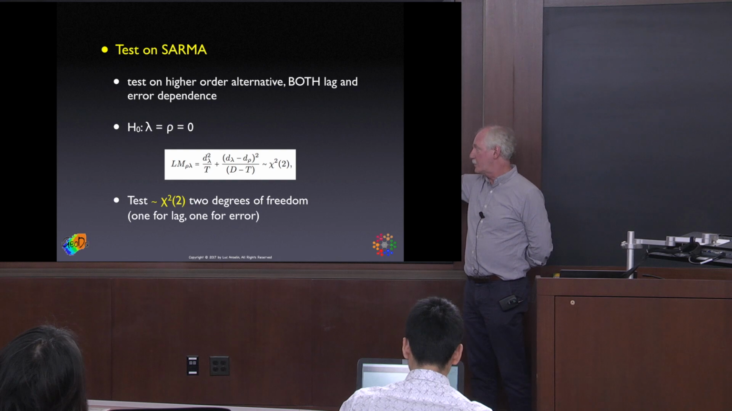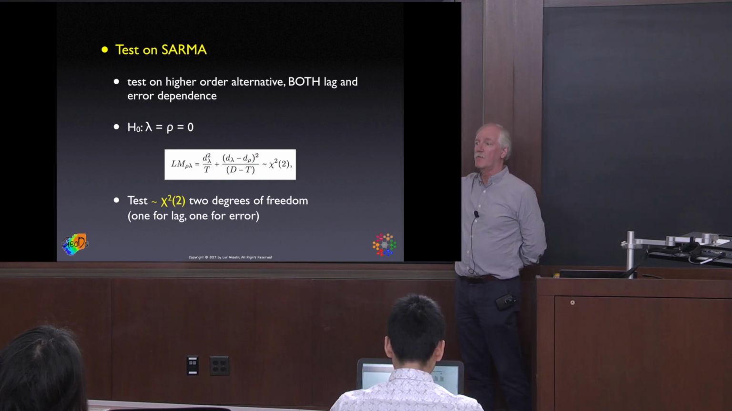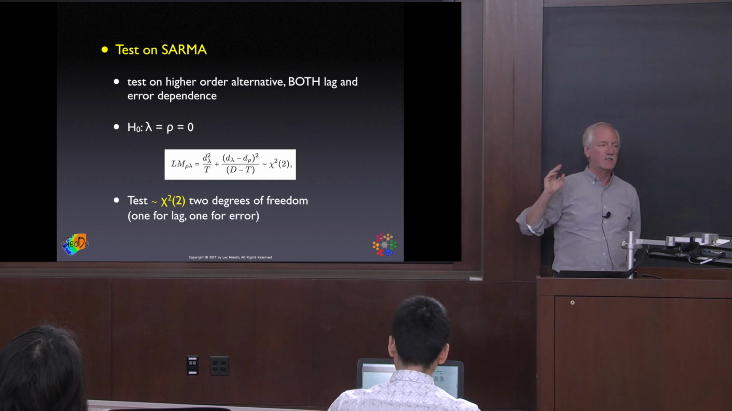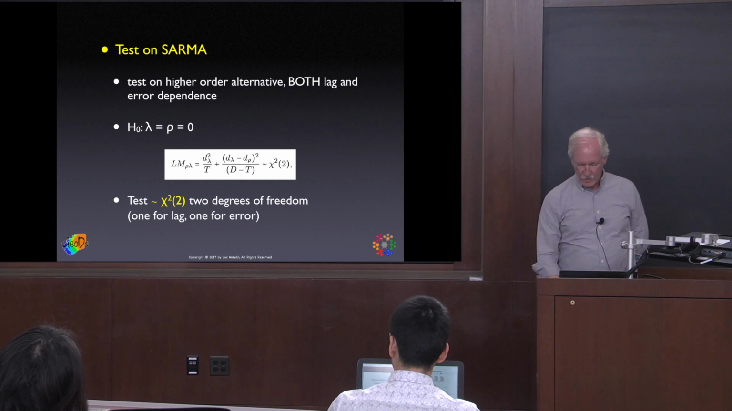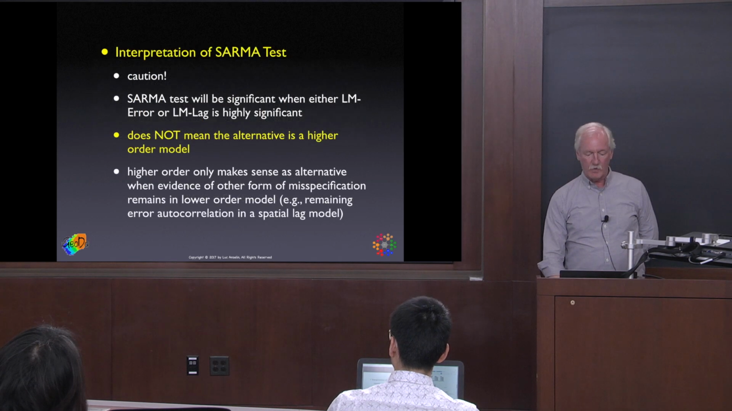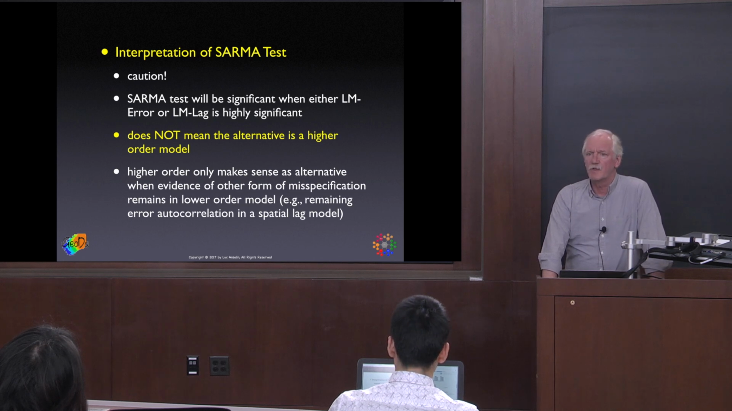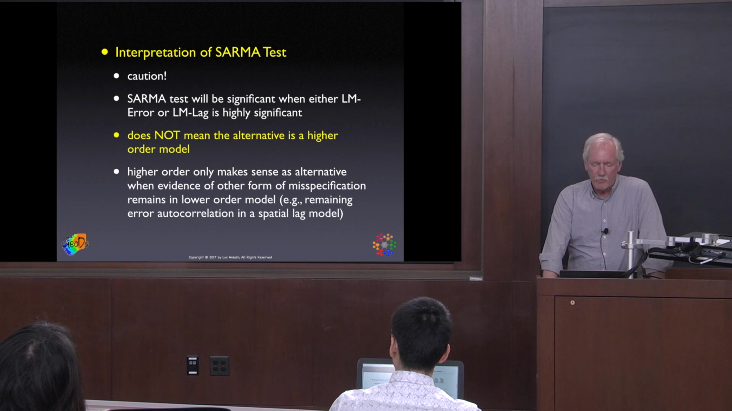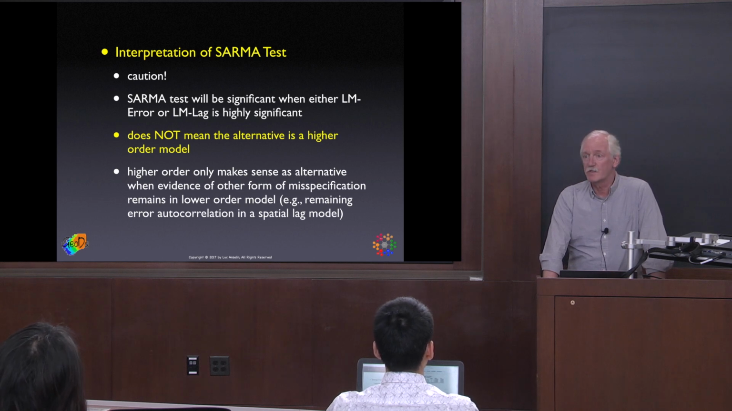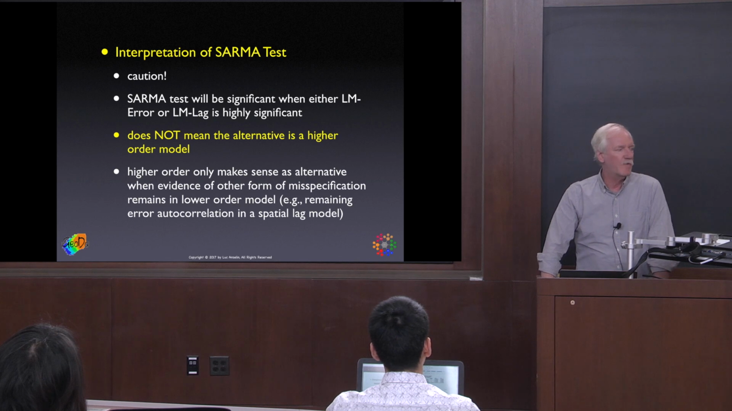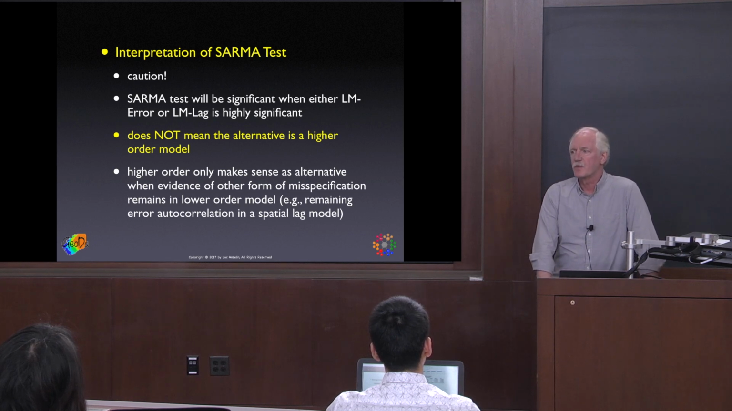So as we saw, there's two parts to this. One is either the LM error test or it's the LM lag test. If these are highly significant, the SARMA test will be highly significant as well. And that doesn't mean that it's necessarily a second order model. So I like to say, use this with caution. It can be useful if, say, the one directional tests are not really that significant, but then the two directional test is, but it's basically something that probably shouldn't even be reported, in hindsight, because it's more confusing than anything else. And I mean, there is a part of spatial econometric practice out there that just loves these higher order models, and I like to keep things simple.